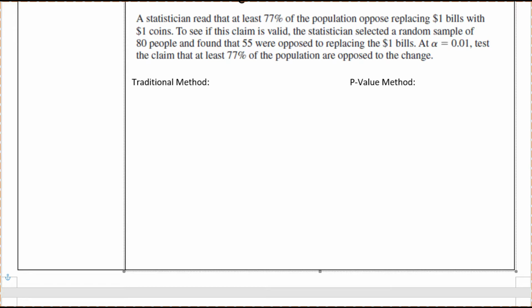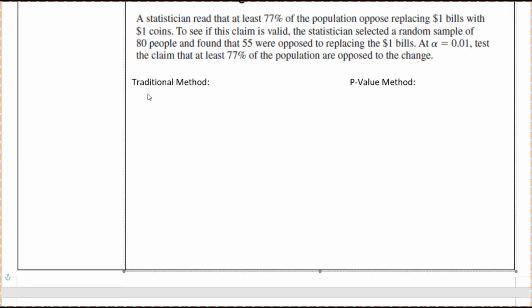All right, so now looking at the problem, we have a statistician who read that at least 77% of the population opposed replacing dollar bills with dollar coins. To see if this claim is valid, the statistician selected a random sample of 80 people and found that 55 were opposed to replacing the $1 bills. At alpha equals 0.01, the tester claimed that at least 77% of the population are opposed to the change.